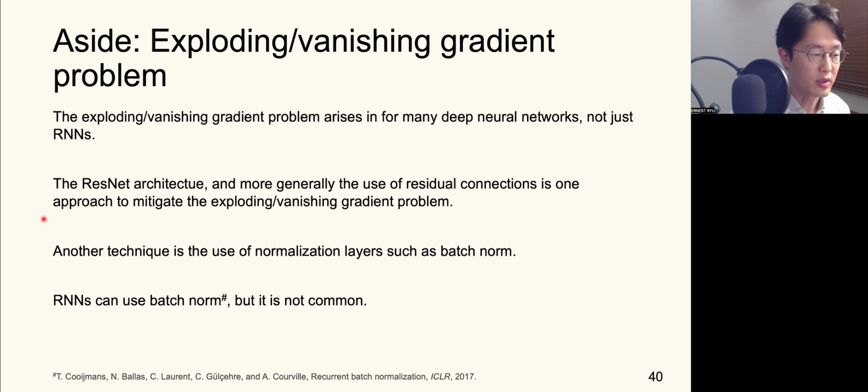Another key technique was the use of normalization layers such as batch norm. Now, with residual connections and batch normalization, people are able to train much deeper neural networks for image classification with depth, let's say, hundreds or even thousands.